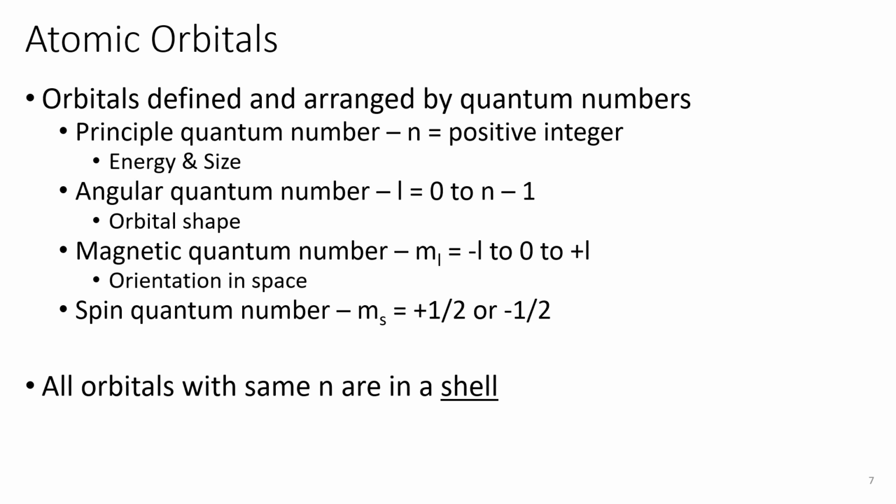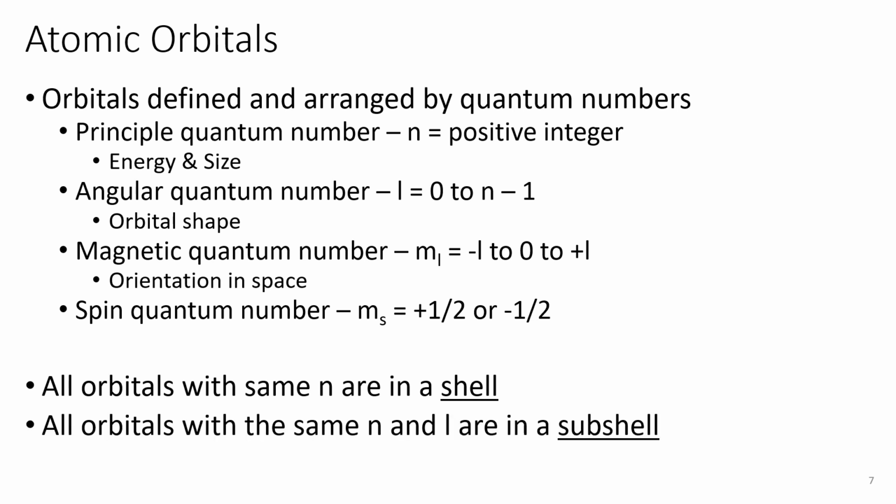All the orbitals that have the same n value, we're going to say that they are in the same shell. So all of the orbitals with an n value equal to 2, we would say are in the second shell. All the orbitals with the same n and l value are considered to be in the same subshell. So if we have orbitals that have an n equals 3 and an l equals 2, we would say all of those orbitals are in the same subshell.